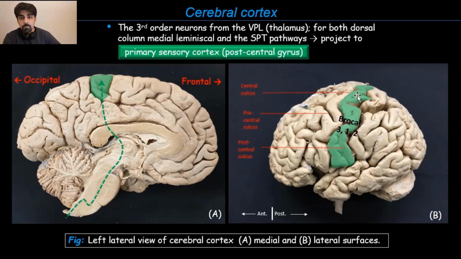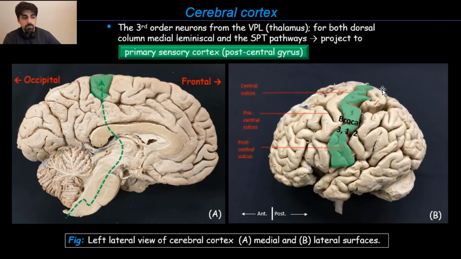This is the primary sensory area, and you can see all the sensory information from the VPL nucleus of the thalamus is then going to be projected through the thalamocortical projections, which are the third order neurons. That information is going to be projected onto the primary sensory cortex.